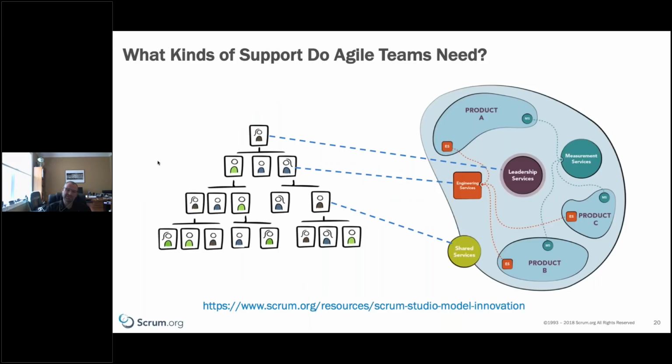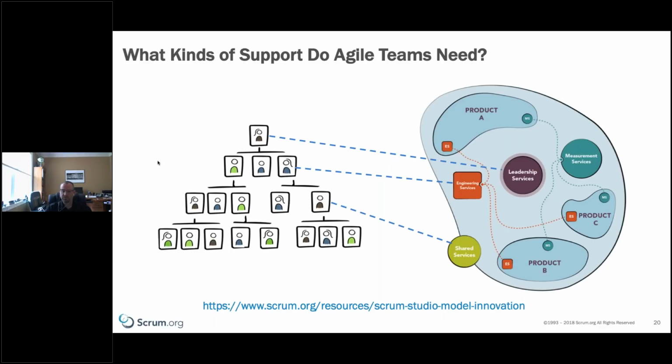So what kinds of support do Agile teams need? The organization doesn't go away. It doesn't have to go away. We don't have to flatten our entire organization. We can build out studio-type models where parts of the organization are shared services that support the different Scrum teams, for example. We need leadership. We still need a vision for the organization. We need budgeting. We need funding. We need those things. Leadership is important.